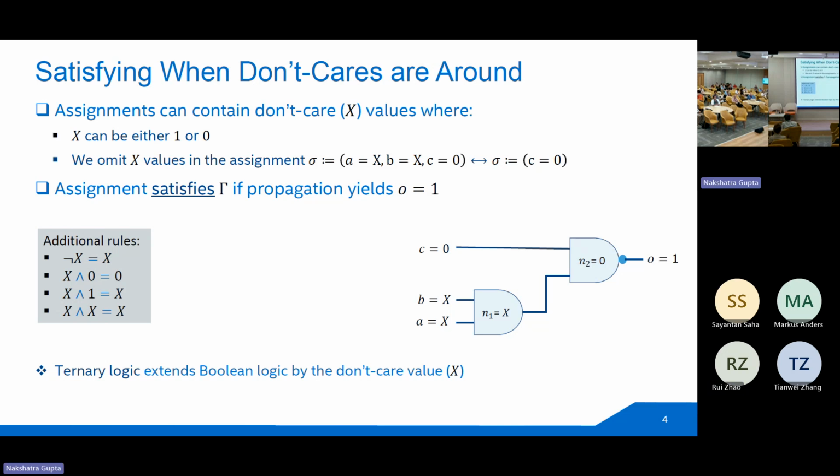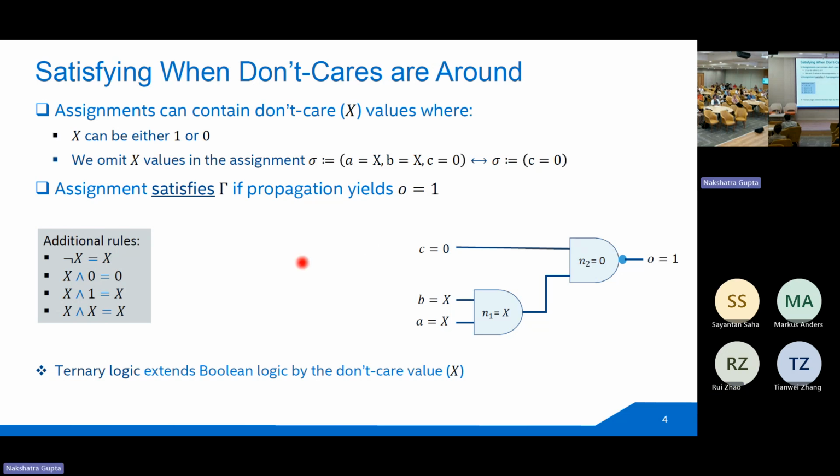Also, we omit don't care value assignment. So if I have the assignment A is assigned don't care, B don't care, C 0, this is the same as just saying C is assigned 0. So I omit here the variables that are assigned the don't care value. So now we say that an assignment satisfies the circuit if propagating the values, including the new don't care values, results in the output being evaluated to 1.